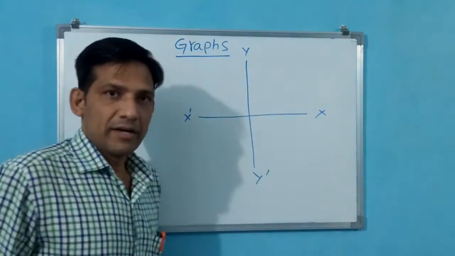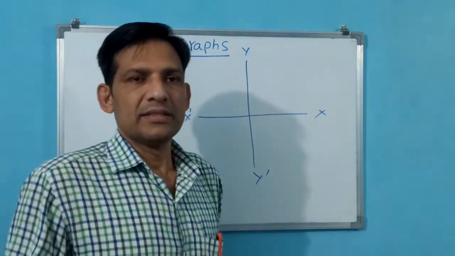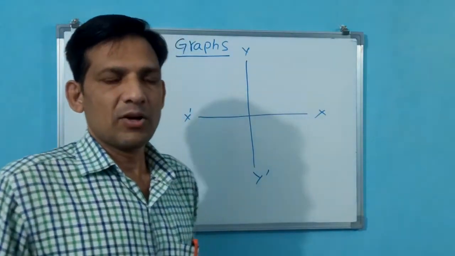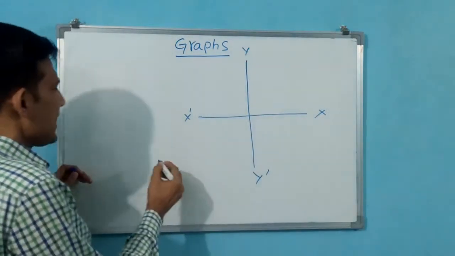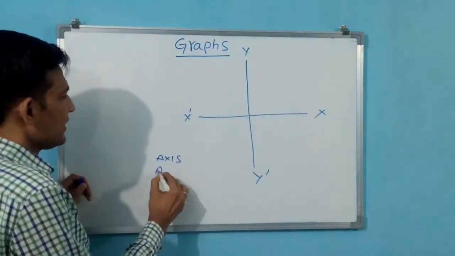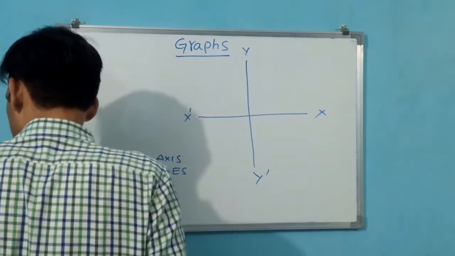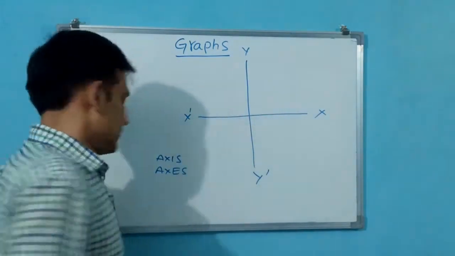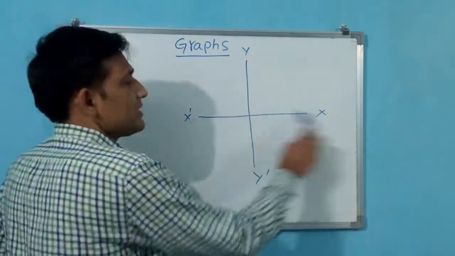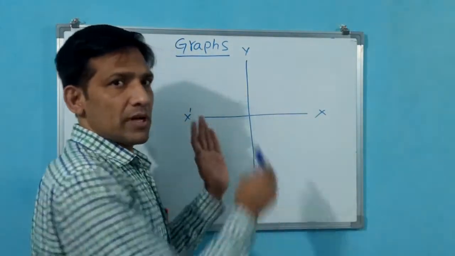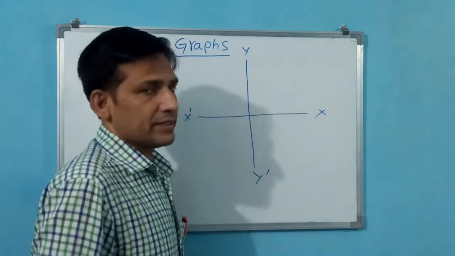Graphs are plotted. Not graphs drawing, graphs plotting. Graphs are plotted between two axes. The singular is axis, the plural is axes. Graphs are plotted between two axes, the x-axis and the y-axis. One is the x-axis, another one is the y-axis. Both are perpendicular. The y-axis is perpendicular to the x-axis.